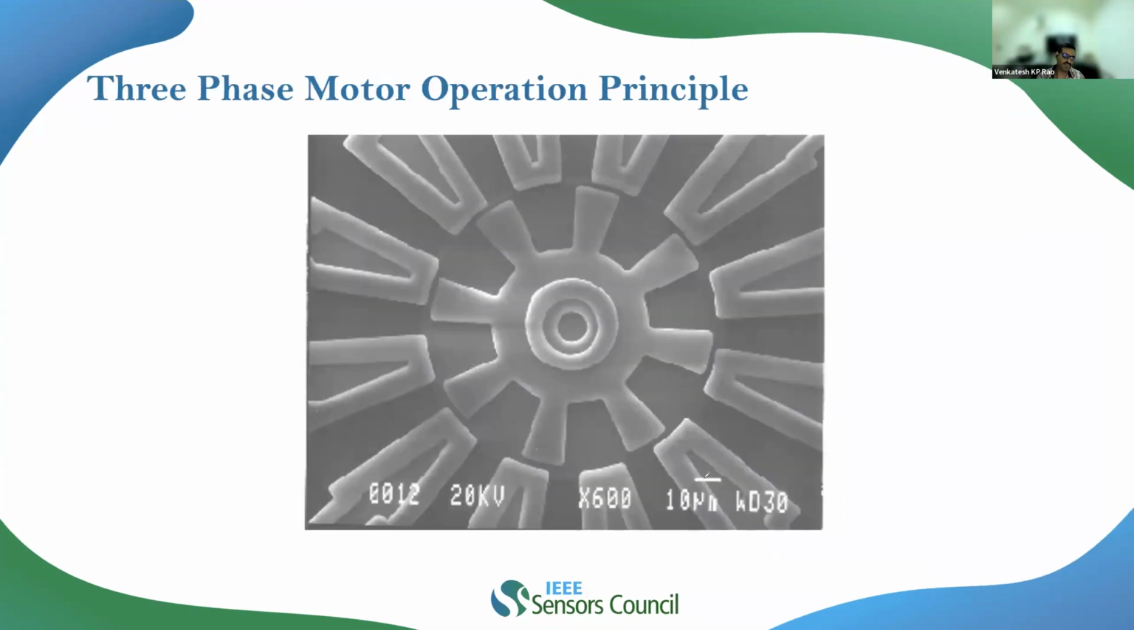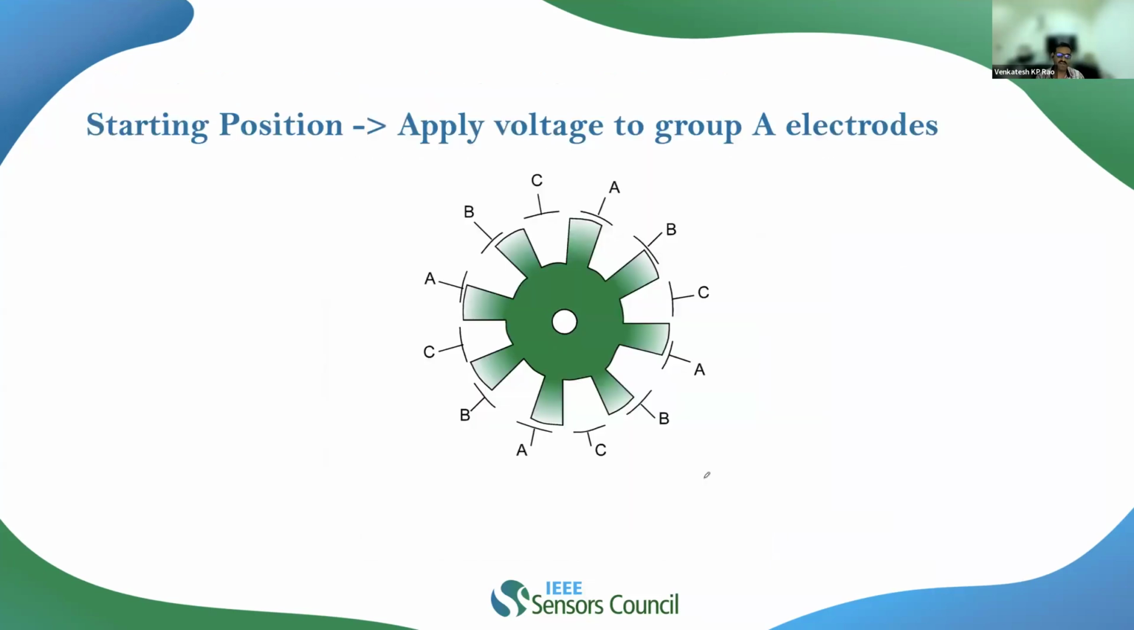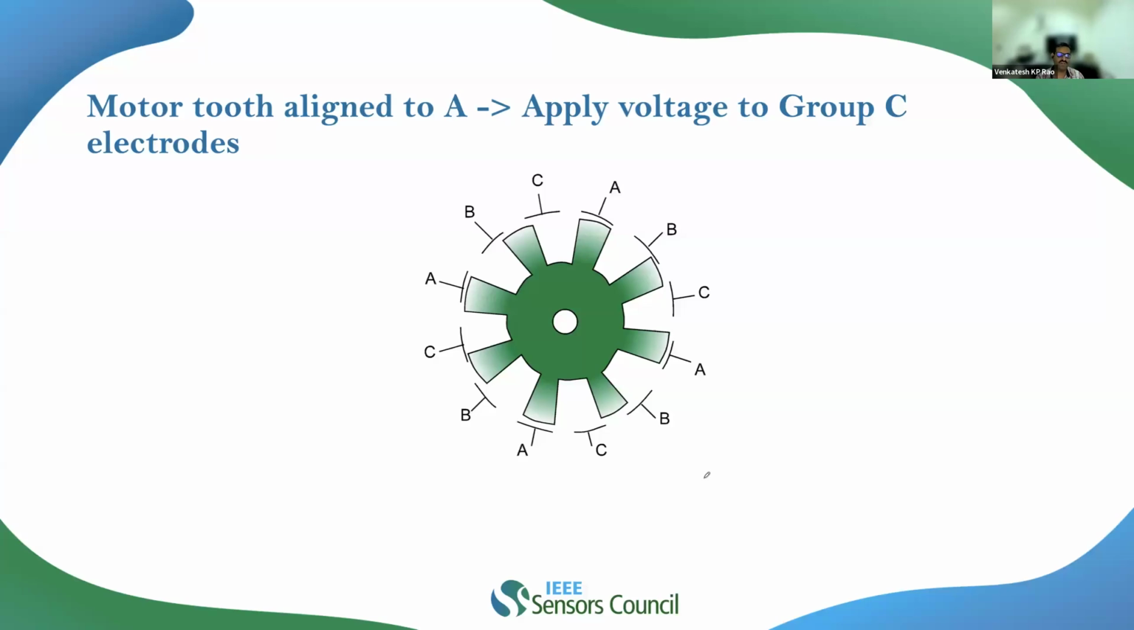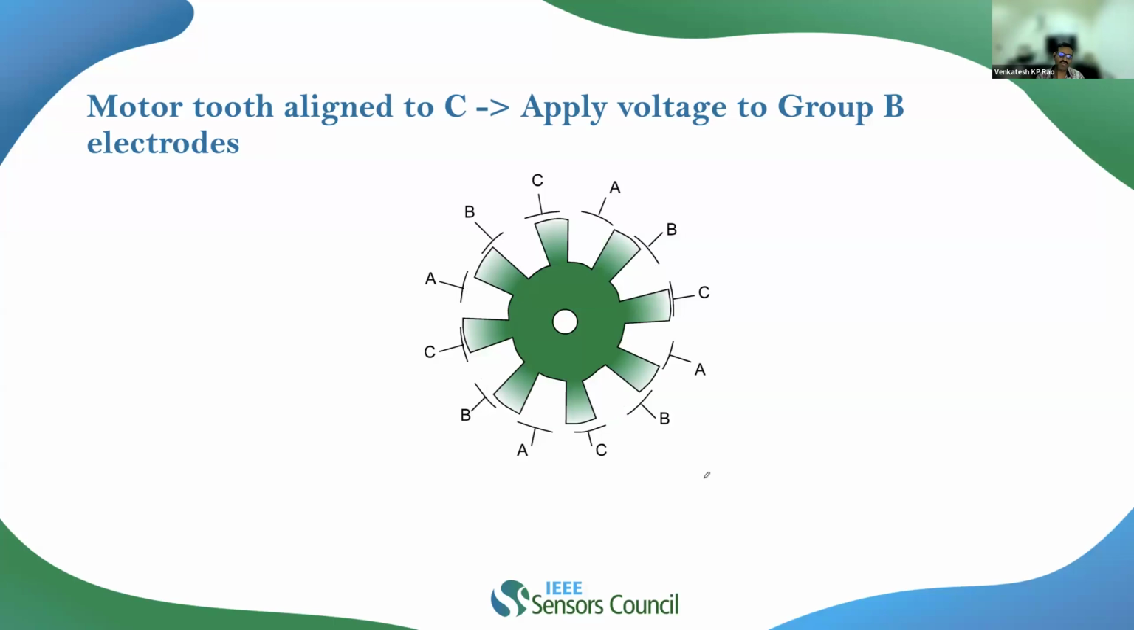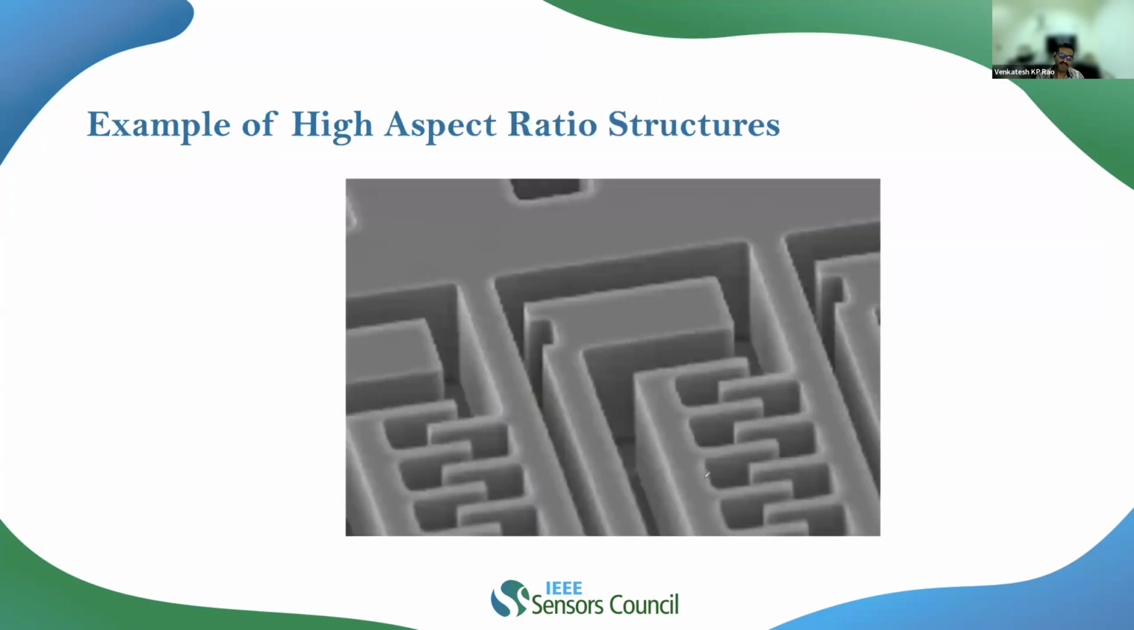In the case of micro motors, look at this operational principle. We have a misaligned arrangement. Let's say I apply a potential across A, then it is going to rotate and align across A. Now I apply it across C, it will align across C. Now I apply across B, it will align across B. So it will keep on rotating. If I just switch it from A, B, C, A, B, C, it will keep on rotating that way.